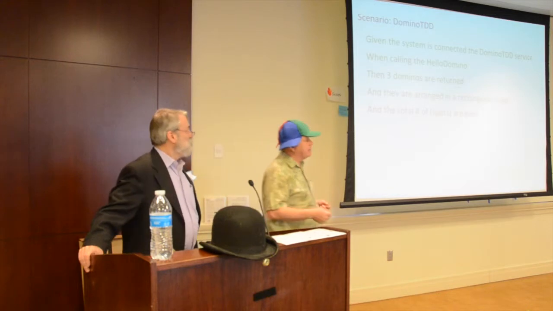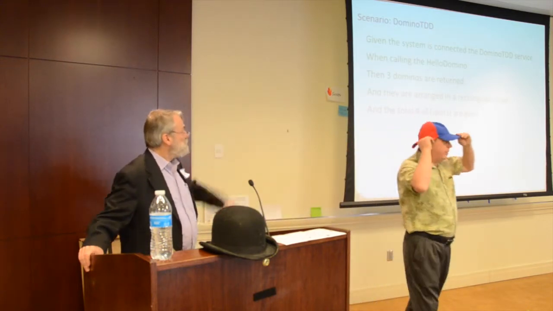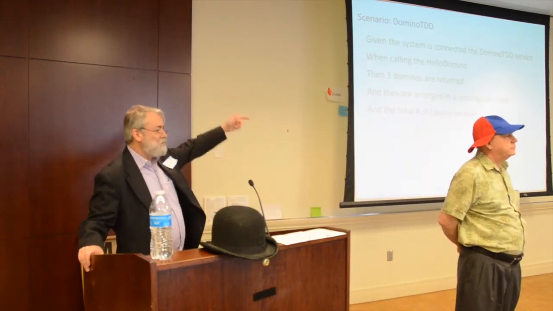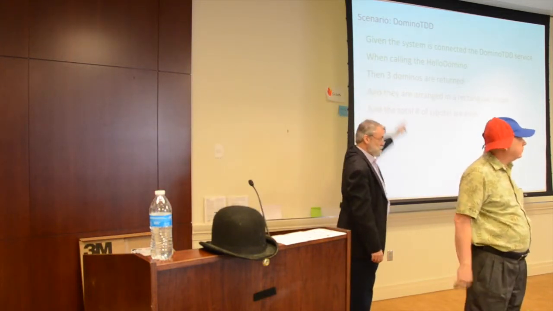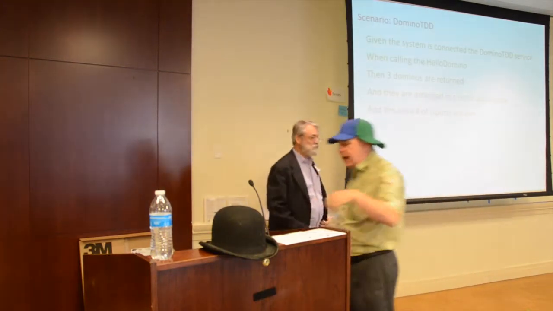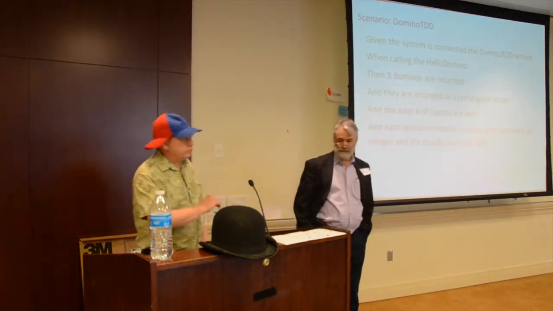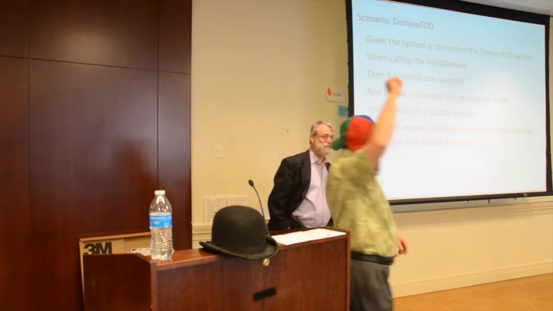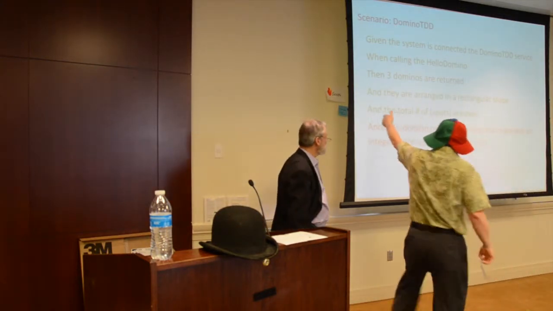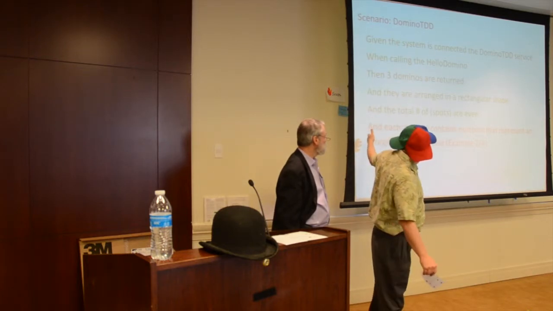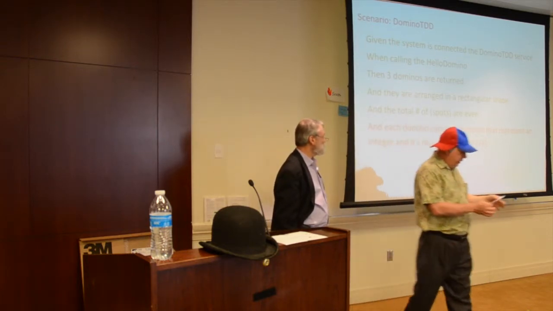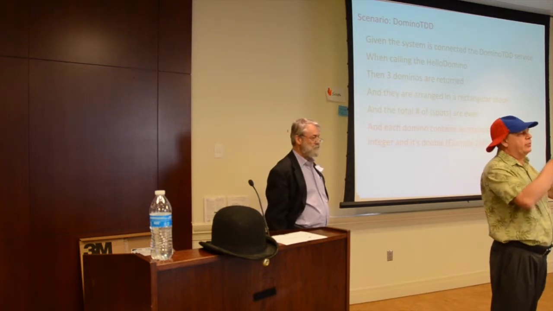Swap code, refactor it. So you're in a refactoring mode. So now you need to make sure that all of these are still true. Yep. The other ones still need to pass. Everybody got that one? Okay. Now, each domino in your set, you still are returning 3. They're all even. And each domino contains numbers that represent an integer, such as 2, and its double, 4.